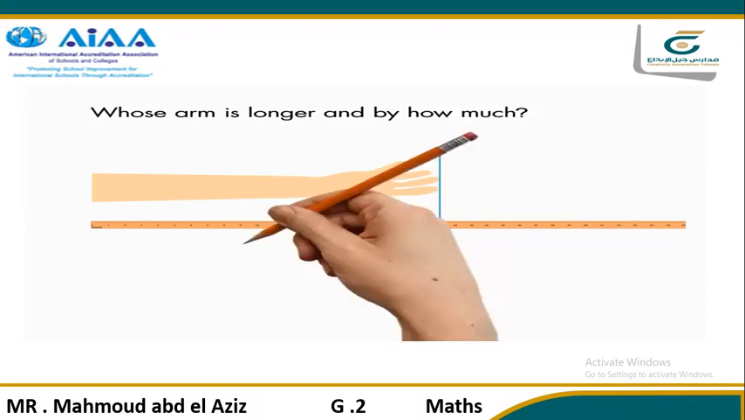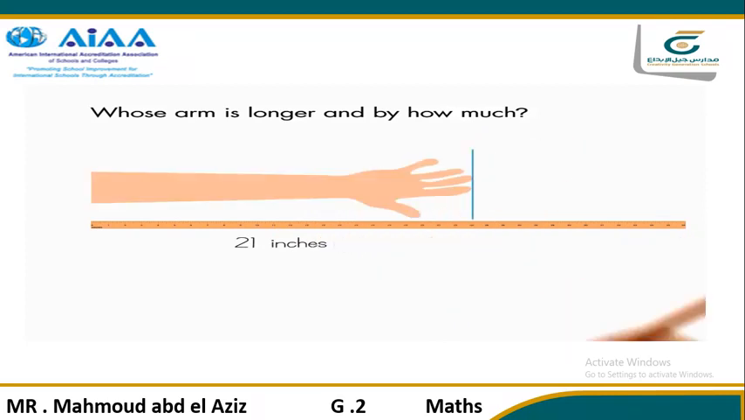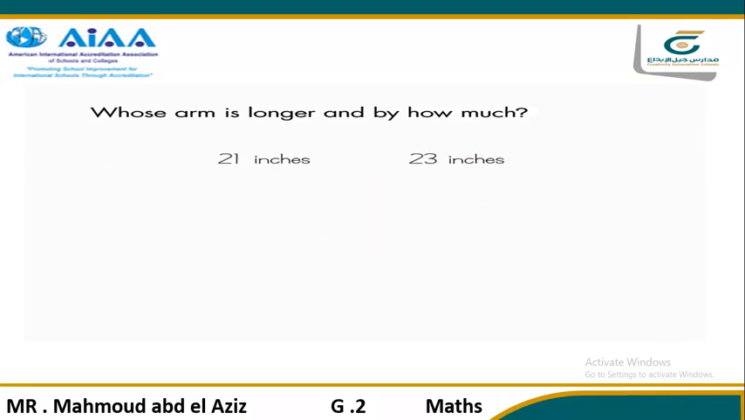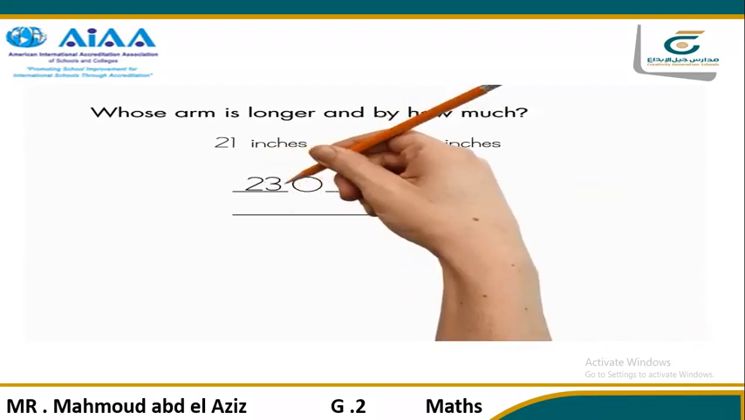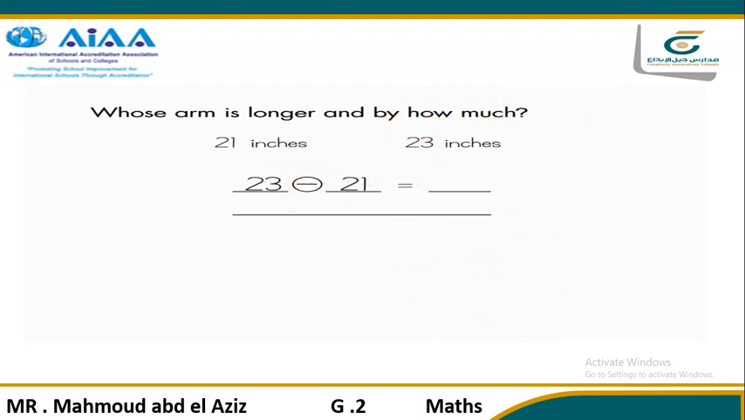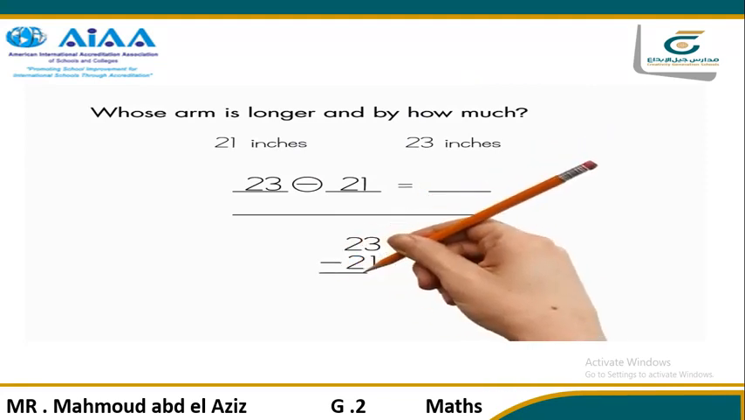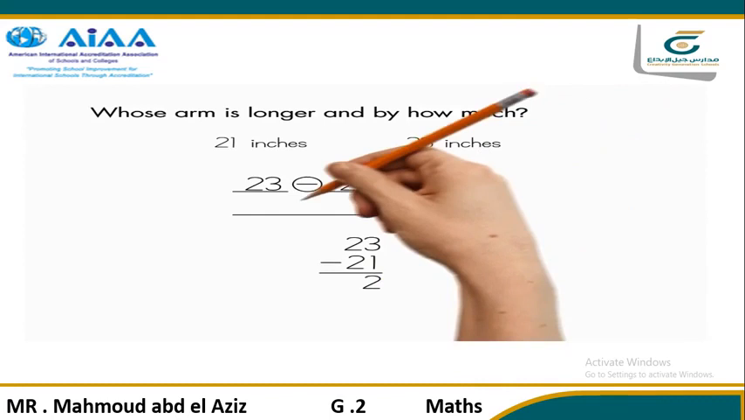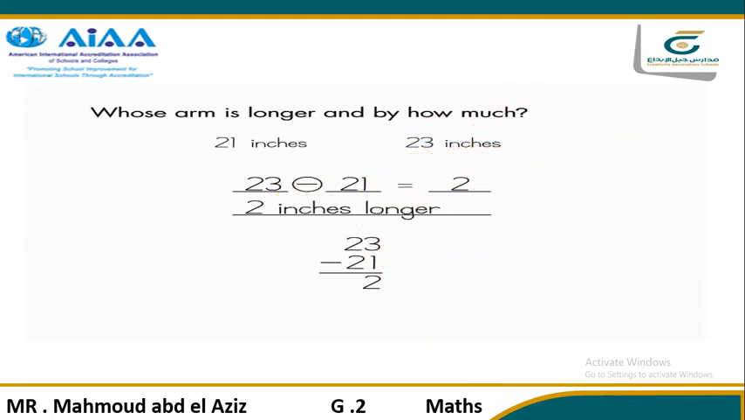These students measure the first partner's arm. Then they measure the second partner's arm. The second partner's arm is longer. To find how much longer, they subtract the shorter length from the longer length. Some students may use paper and pencil to do this. So the second partner's arm is 2 inches longer. These students show how to pick the right tools to solve measurement problems.